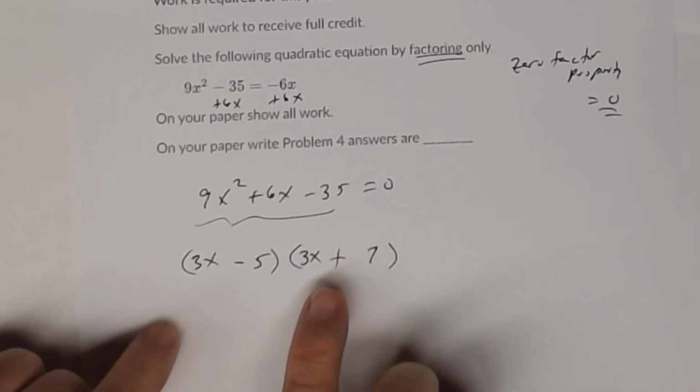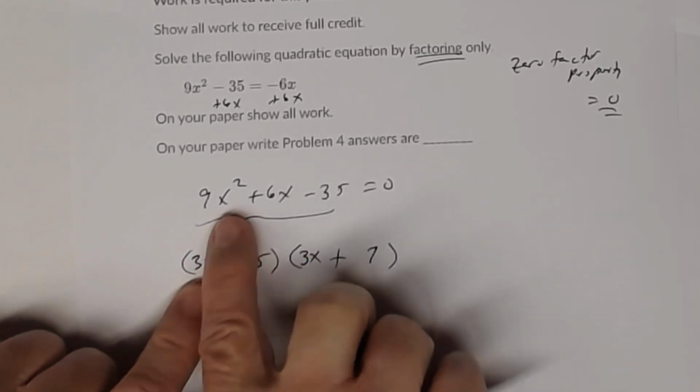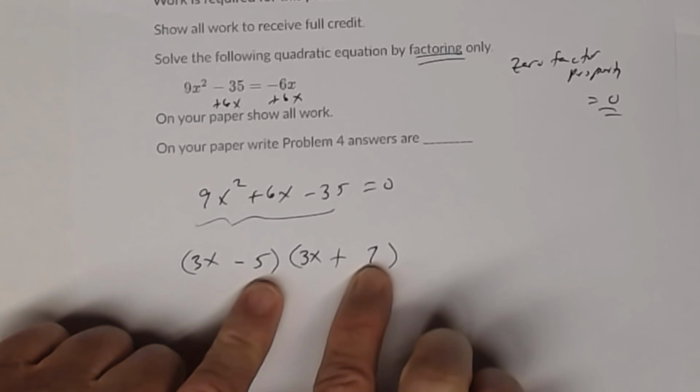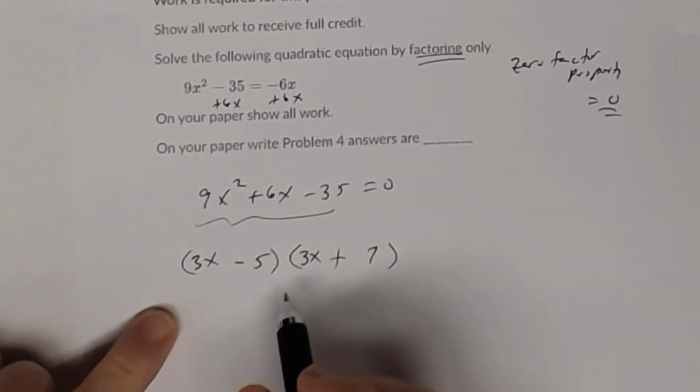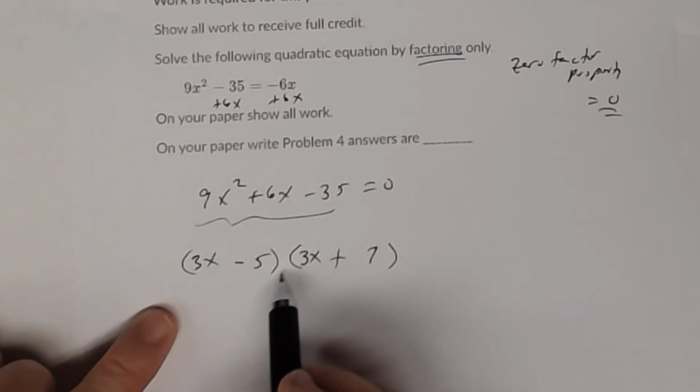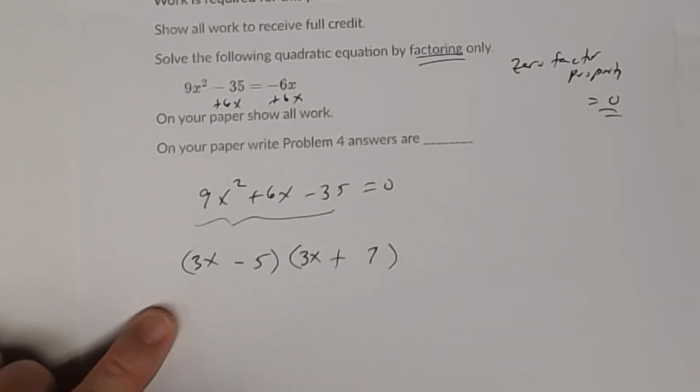All right, and always check yourself when you FOIL it out. 3x times 3x is 9x squared. A negative 5 times a positive 7 is a negative 35. The outer is 21x. The inner is a negative 15x, and I get a positive 6x. Don't forget to make that equal 0.